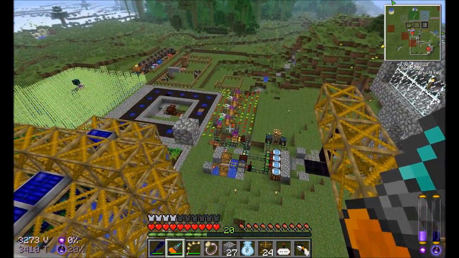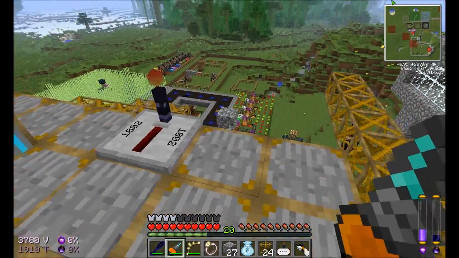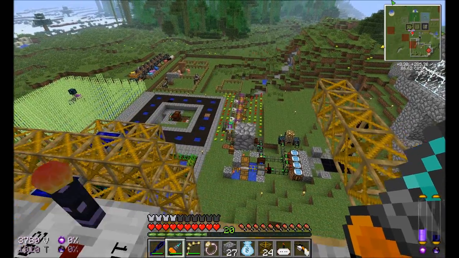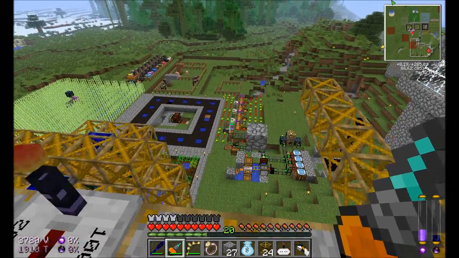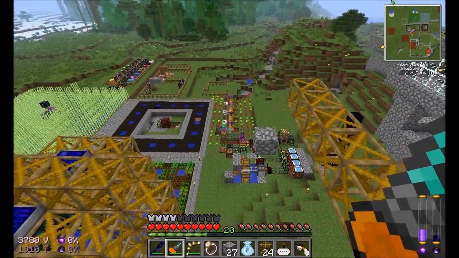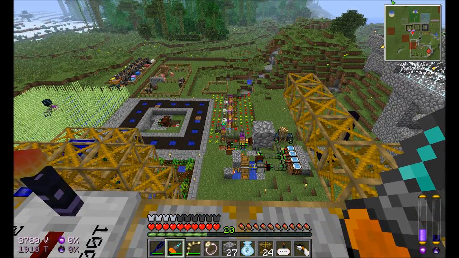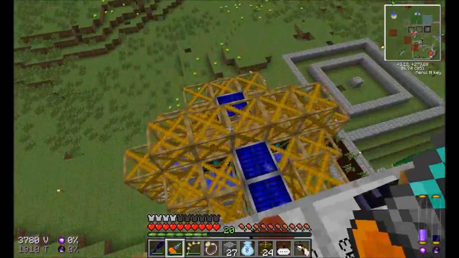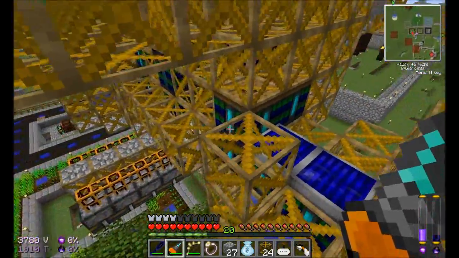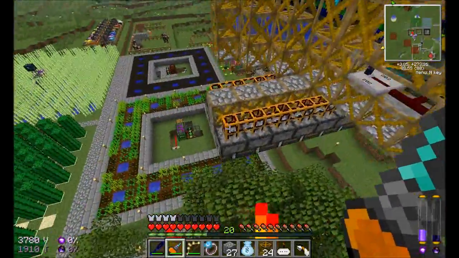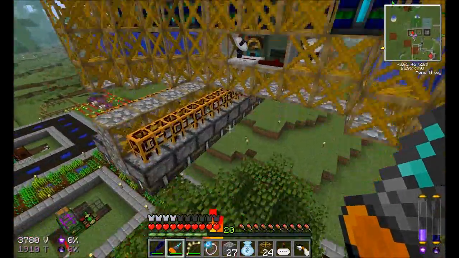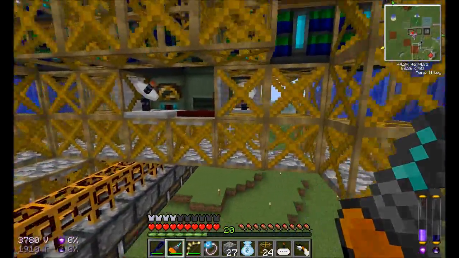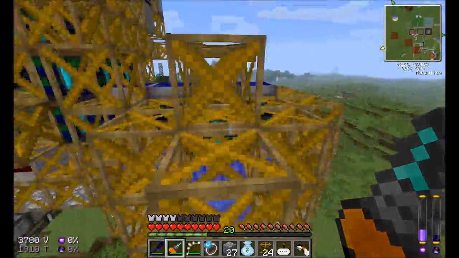So 1, 2, 3, 4, 5, 6. That's not good. I wonder if it works properly for other directions. Probably have to move this thing up a little bit soon. Why on earth is it doing that?